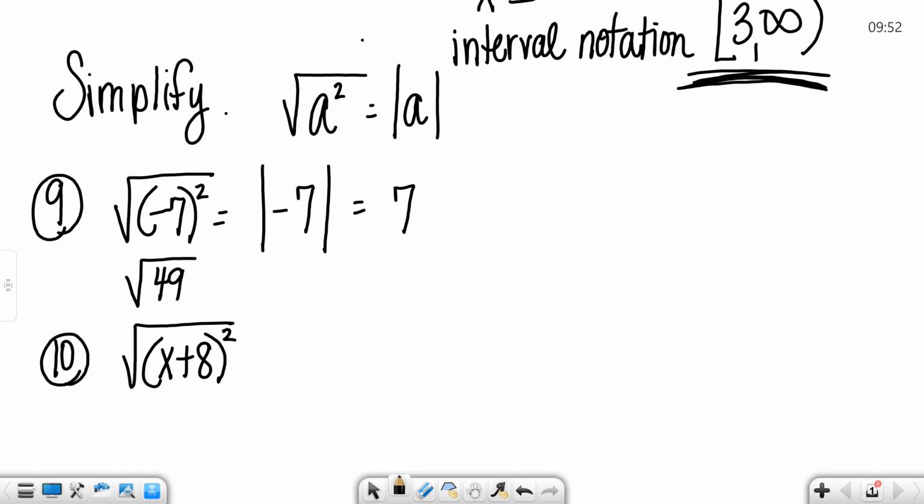All right, so this time we have an expression under the radical and we're simplifying. If I use my little rule up there that says the square root of a squared is the absolute value of a, and we imagine this x plus 8 is our a value, then we get the absolute value of x plus 8. So notice I needed to keep those absolute values. Now on number 9, we don't have absolute value around 7 because we can actually finish that. We did the absolute value of negative 7, which gave us positive 7.